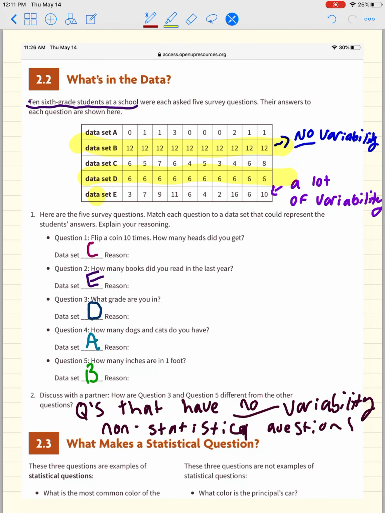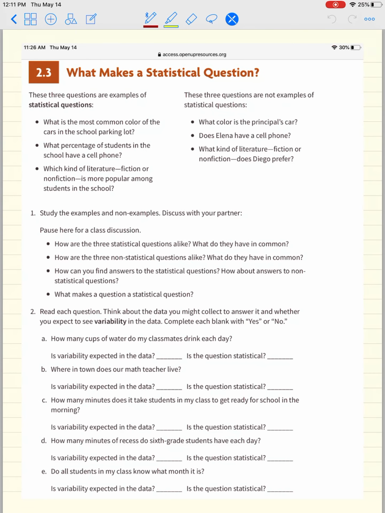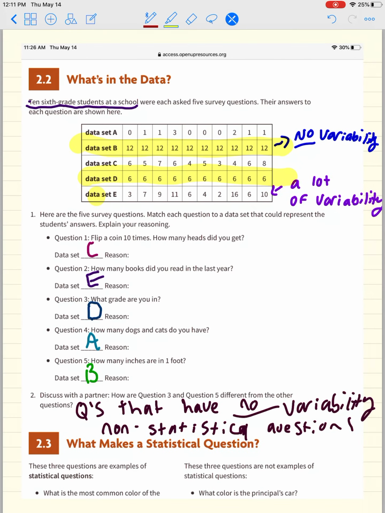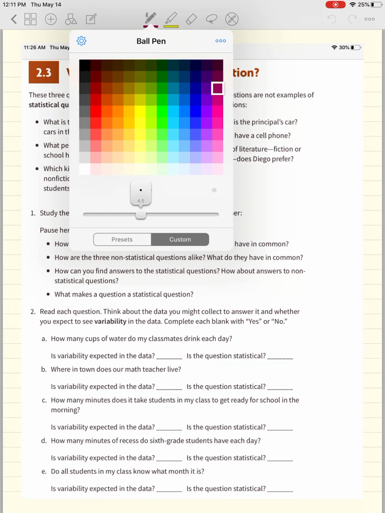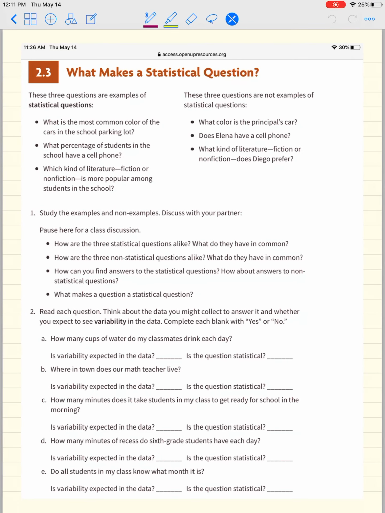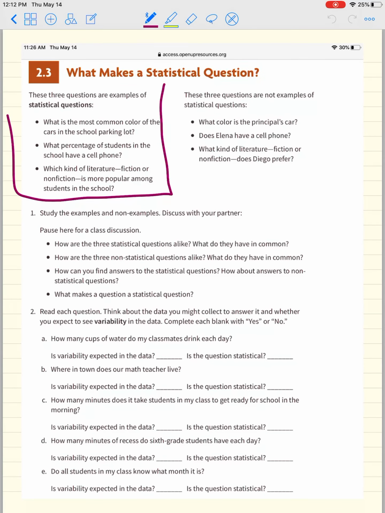Okay, moving on to 2.3. What makes a statistical question? So here we have 3 questions that are statistical, and then on the other side we have questions that are not statistical. So I'm going to put a check here, and I'm going to put an X here. So 3 questions that are statistical are, what is the most common color of cars in the school parking lot? So you might have 5 white cars, 10 blue cars, 18 gray cars, you're going to have a lot of different answers that are numerical.